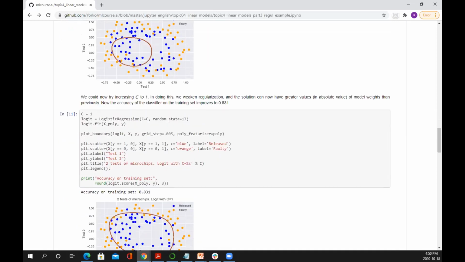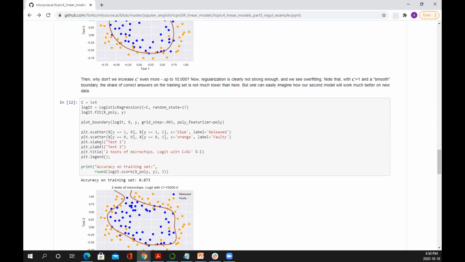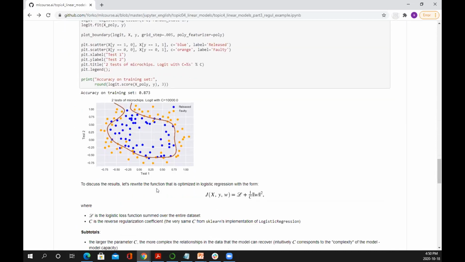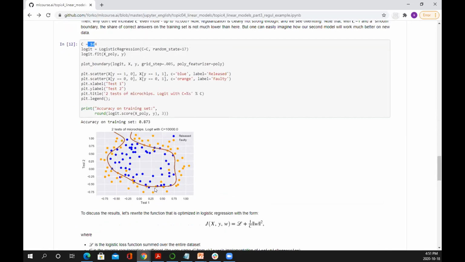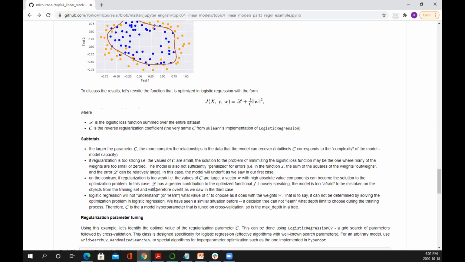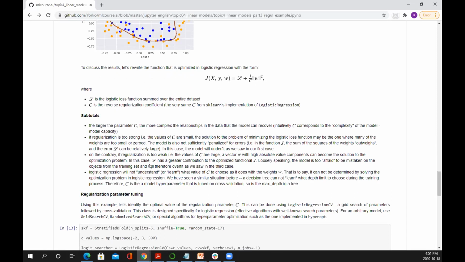First we go to 1. With parameter 1, this is what it looks like. And with parameter 10,000, which is 1e4, this is what it looks like. That's the part I wanted to cover, and Rohan will continue with the rest.